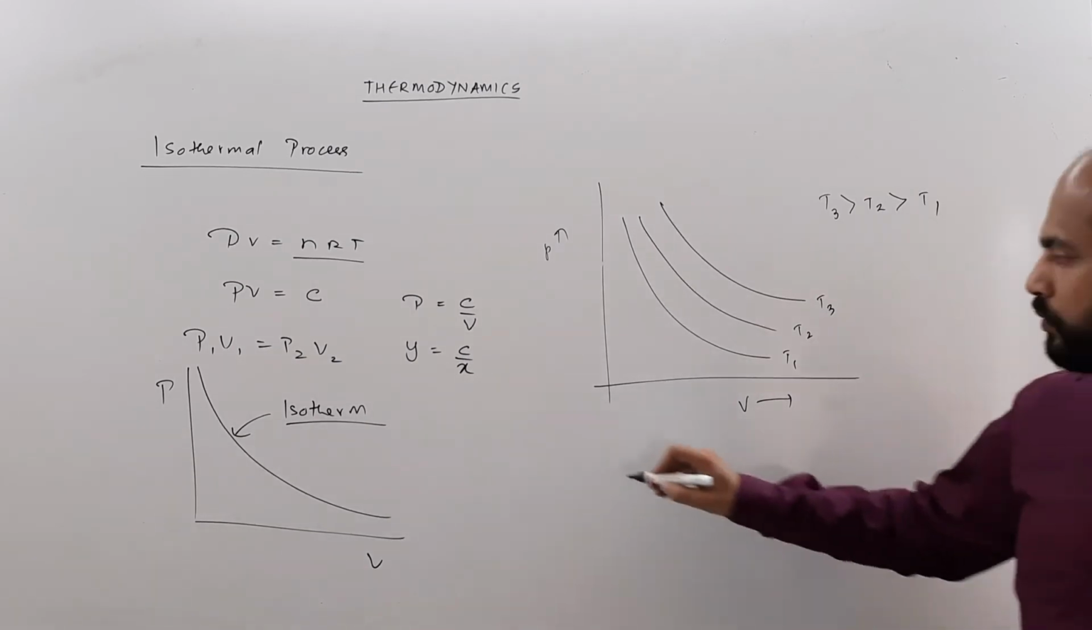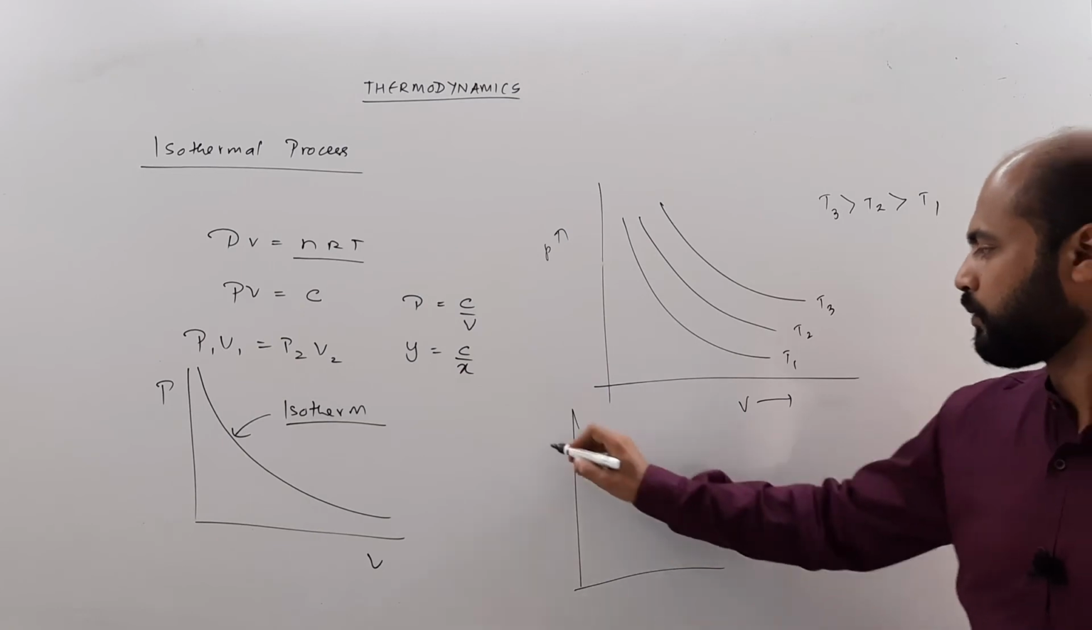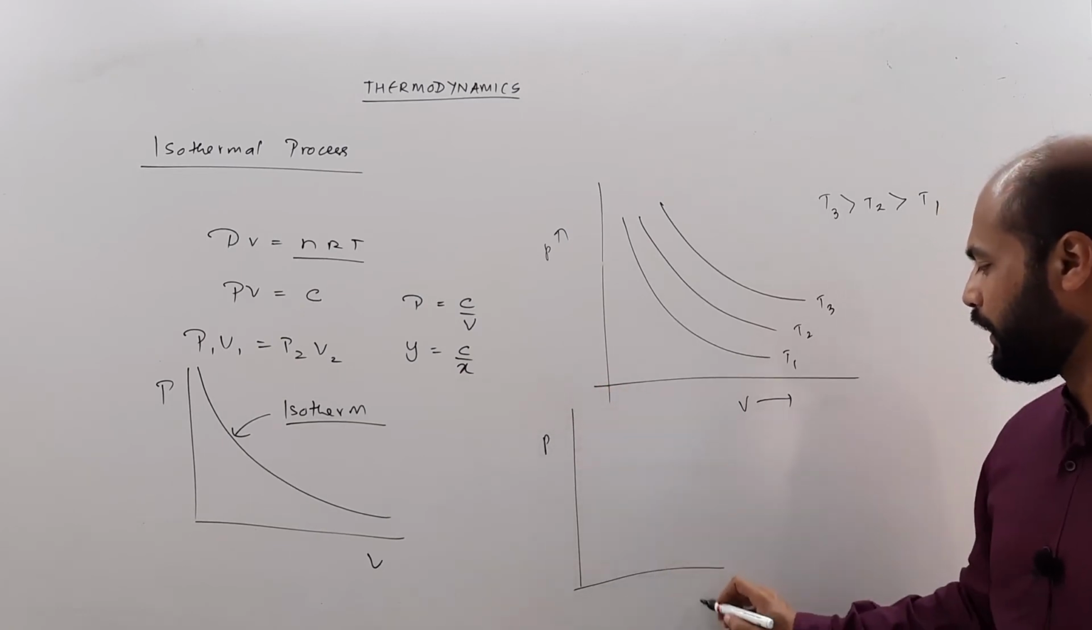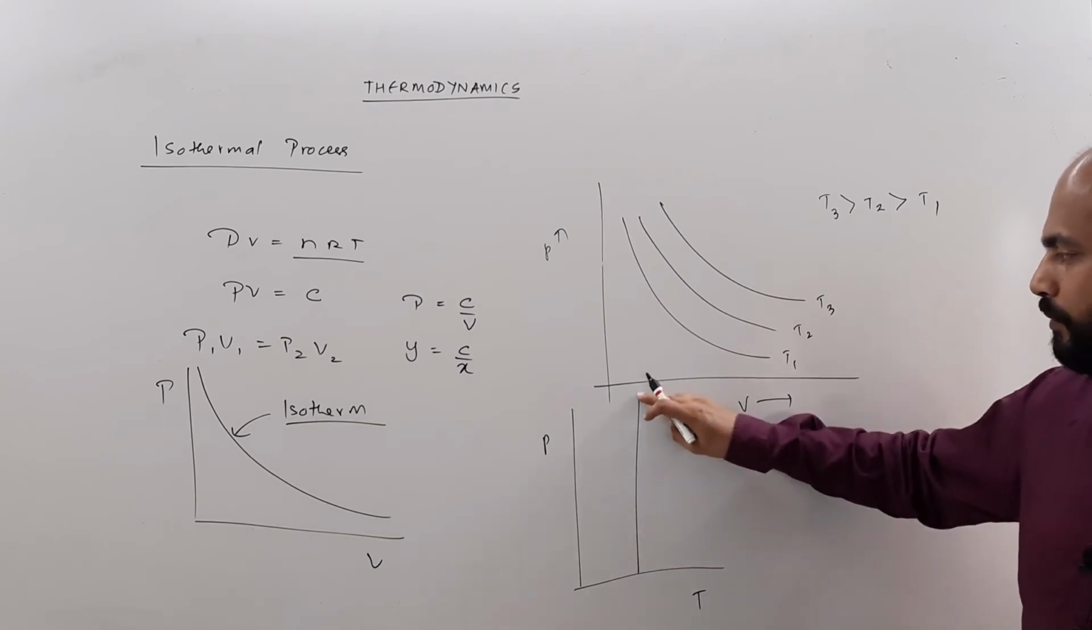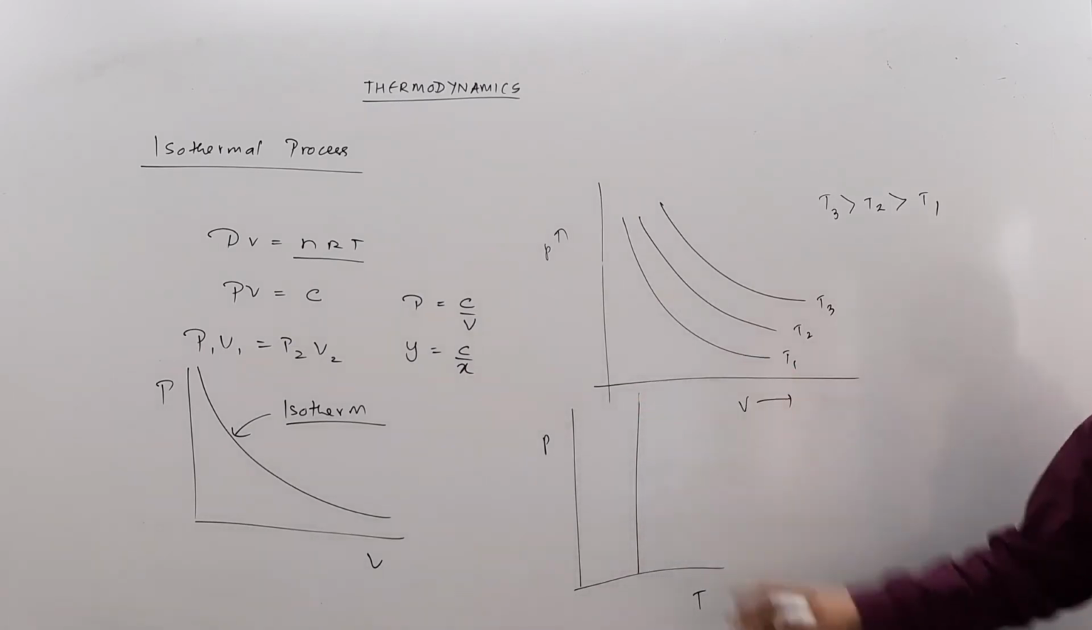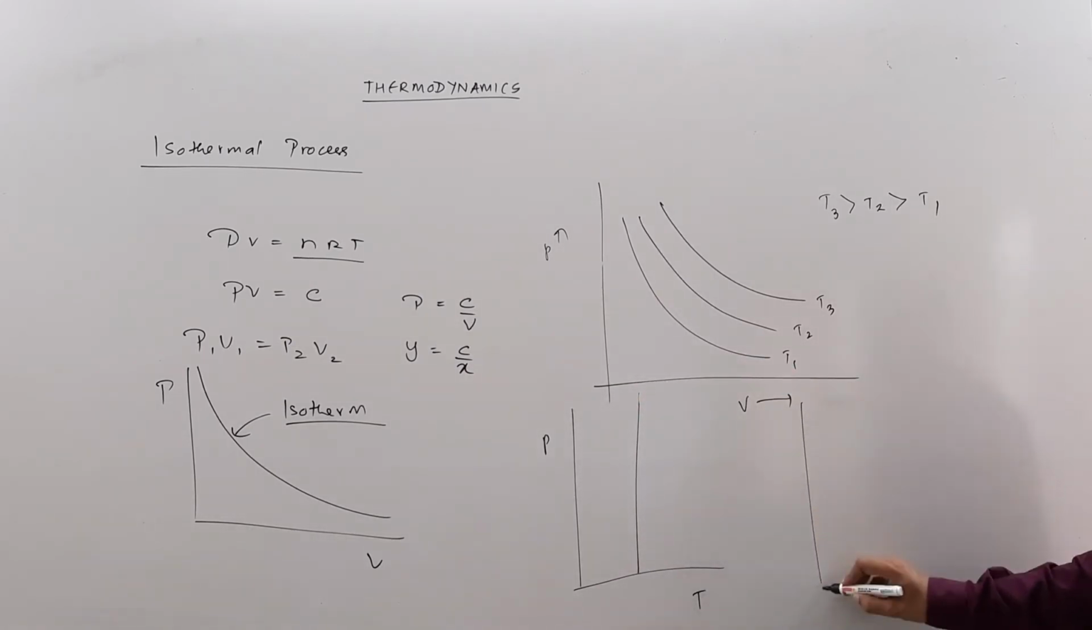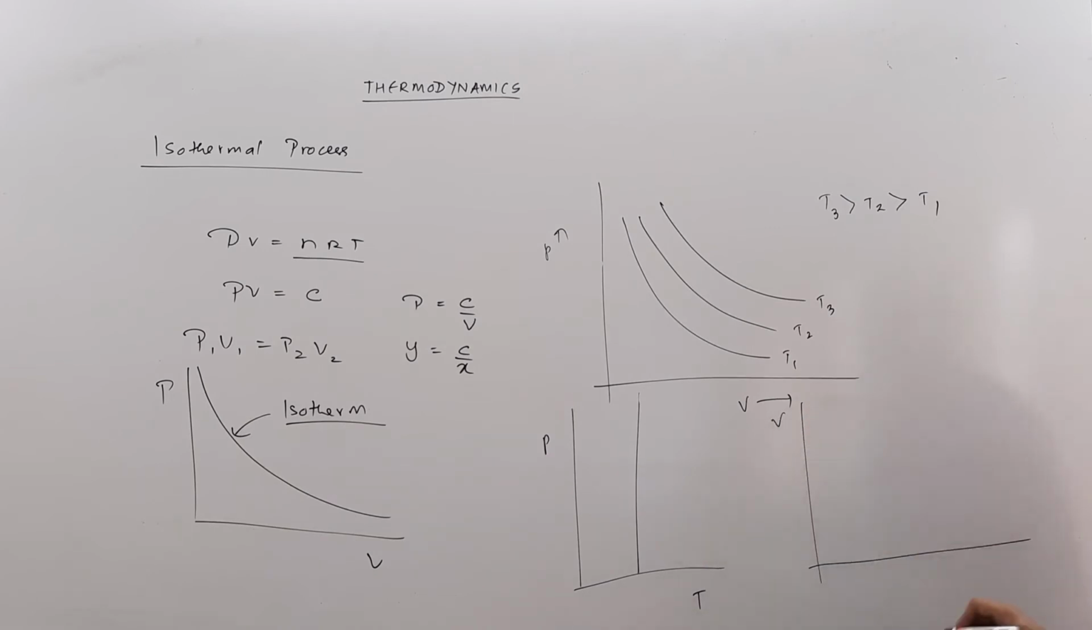What will happen to the P and T graph? Temperature is constant, so this will be this way. That is, temperature is constant over here. What about the VT graph? Again it will be the same thing, that is, temperature is constant but volume will change.